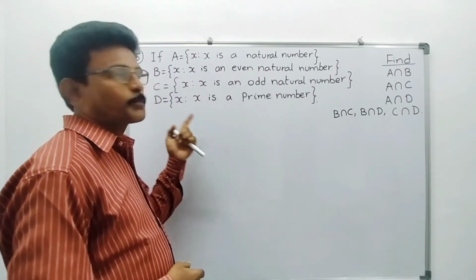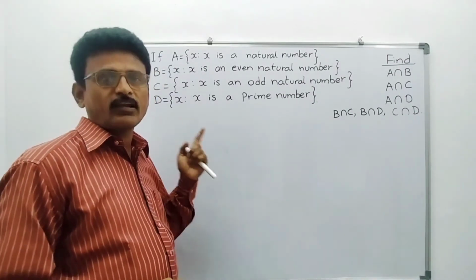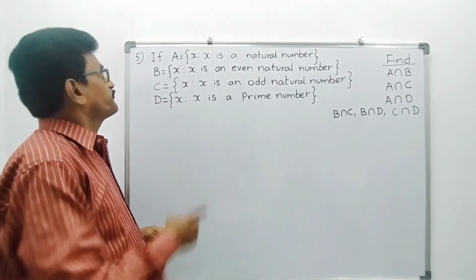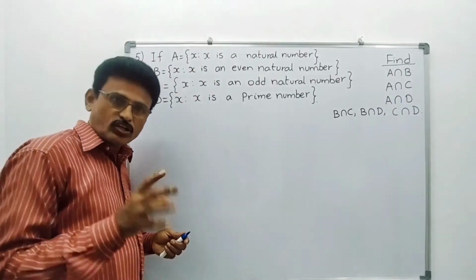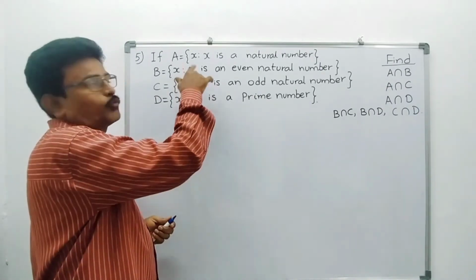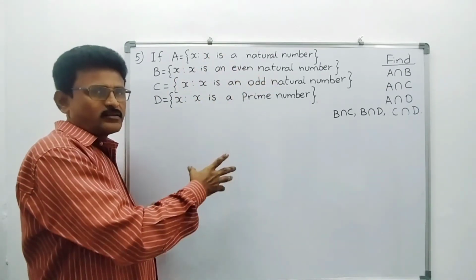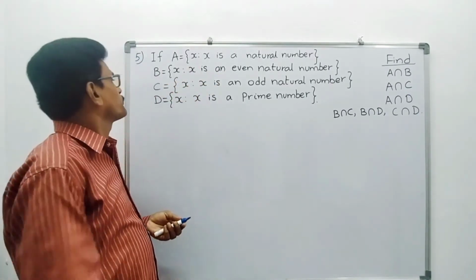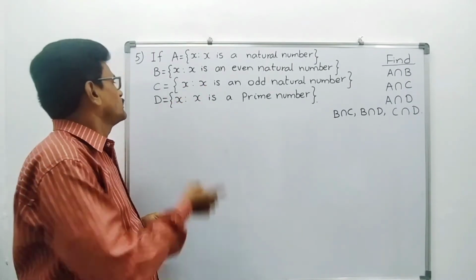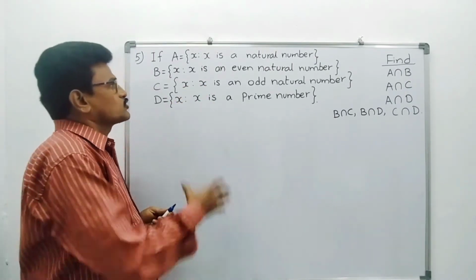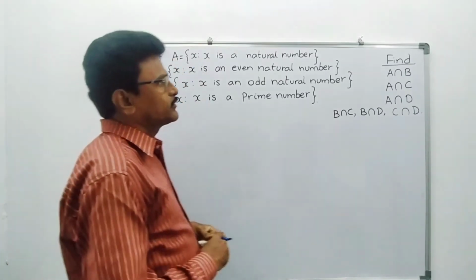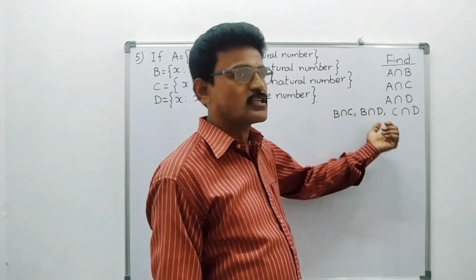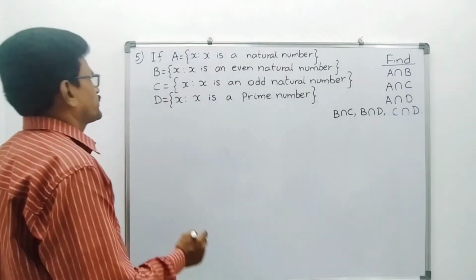Students, this fifth problem is very, very important. It is regularly coming in exams, so all of you follow carefully. It is a very simple problem. If A equals x such that x is a natural number, he has given set builder form. We know what natural numbers are. Later we will write in roster form, then only we can solve the problems. B is x such that x is an even natural number. C is x such that x is an odd natural number. D is x such that x is a prime number. So we will write this list in roster form. Then we have to find A intersection B, A intersection C, A intersection D, B intersection C, B intersection D, and C intersection D. Very fast I am doing.